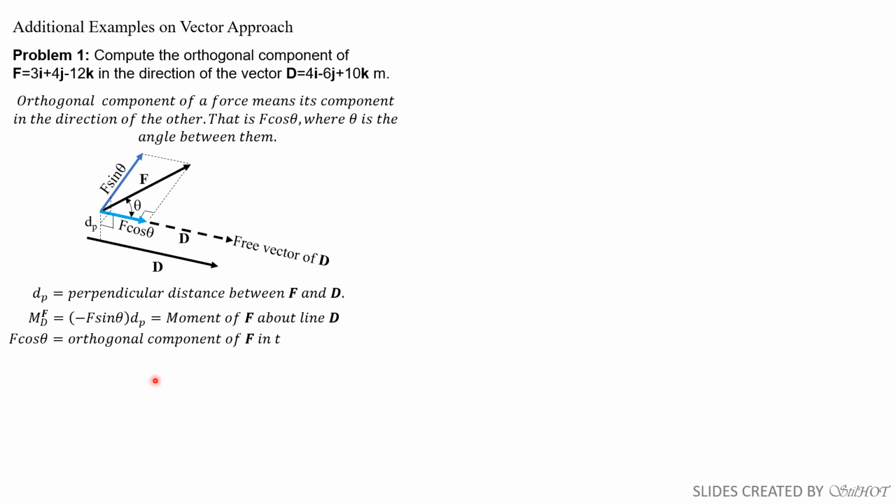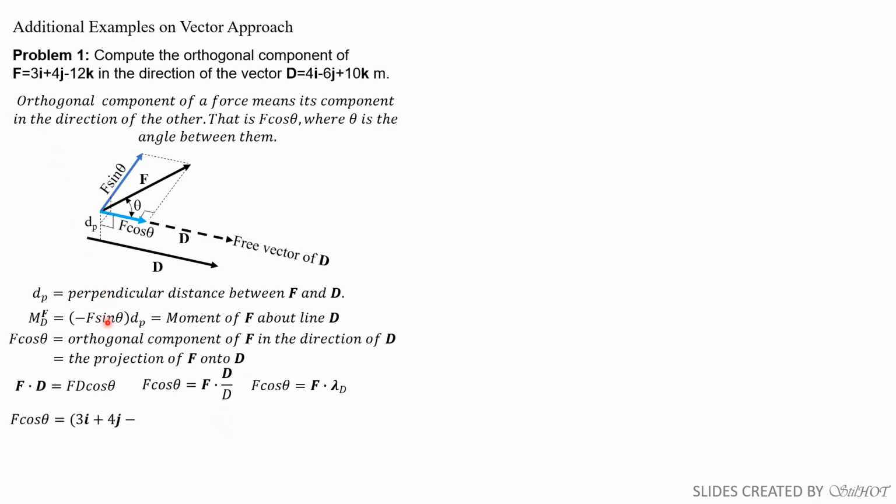So F cosine theta, orthogonal component of F in the direction of D, is simply dotting F with D. So F dot D is magnitude of F, magnitude of D times cosine of theta. So F cosine theta, which is our objective, is F dot D divided by magnitude of D, or F dot lambda of D, because vector D over its magnitude is lambda of D.